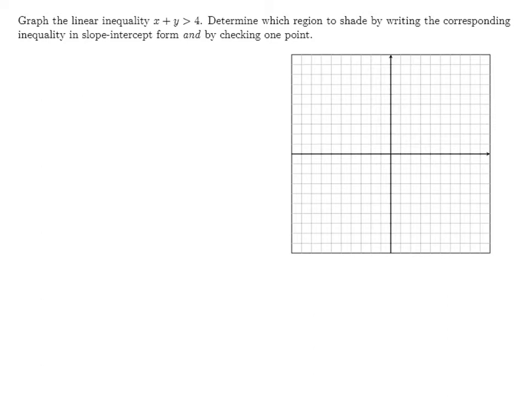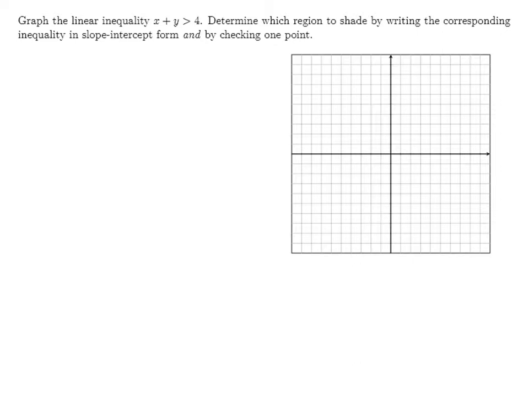In this example, we're going to graph the linear inequality x plus y greater than 4. We'll determine which region to shade by writing the corresponding inequality in slope-intercept form and by checking one point. To determine which side to shade, there are two approaches that we can take, and so in this example, we're going to demonstrate both of them. Check with your instructor with regard to which one they prefer you use.